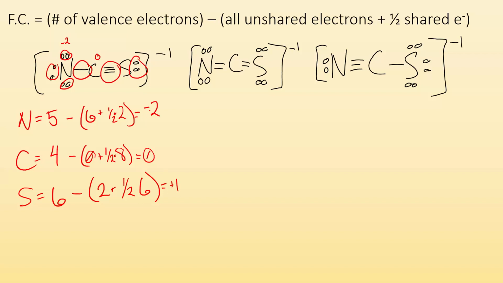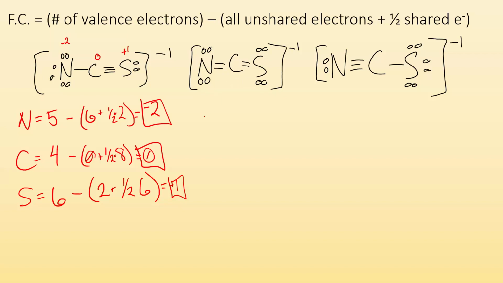And then, hey, look, -2 plus 0 plus 1 gives me the -1 charge. So I can check my math that I did that correctly. So now if I take a look, nitrogen -2, carbon 0, and sulfur +1. All right, well, let's continue on down the road, right?